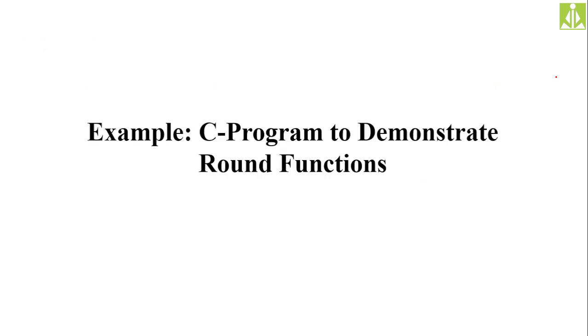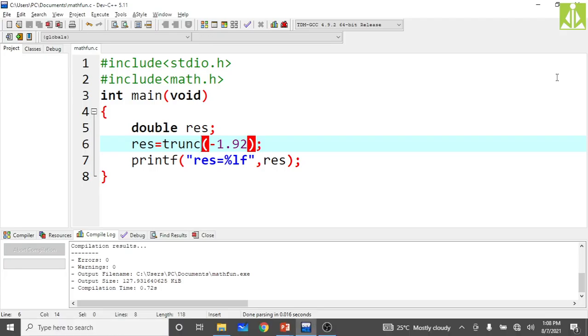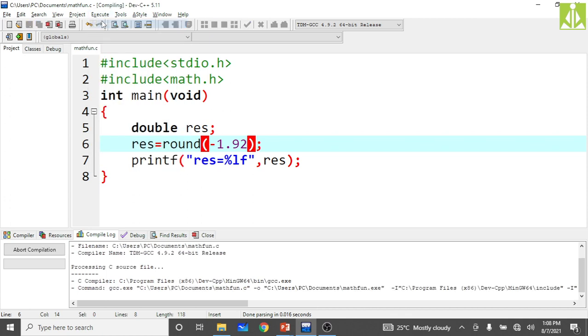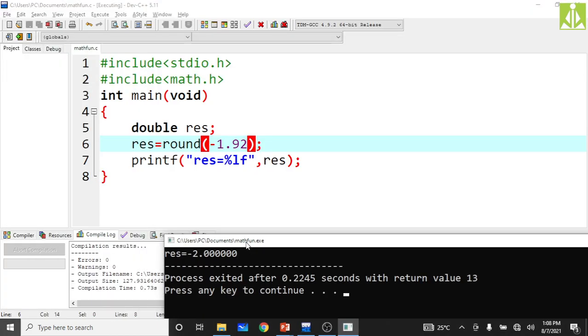So quickly we demonstrate this. The function name is round, for double. Take minus 1.92. Which one is near to minus 1.92? 2 is near, isn't it? So round of minus 1.92 will become minus 2. Compile, successful, and then run. You got minus 2, as you can see.